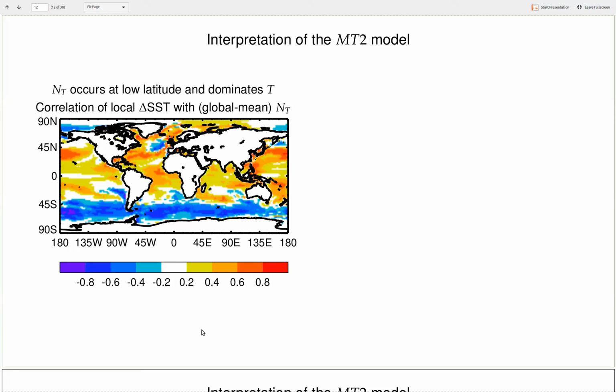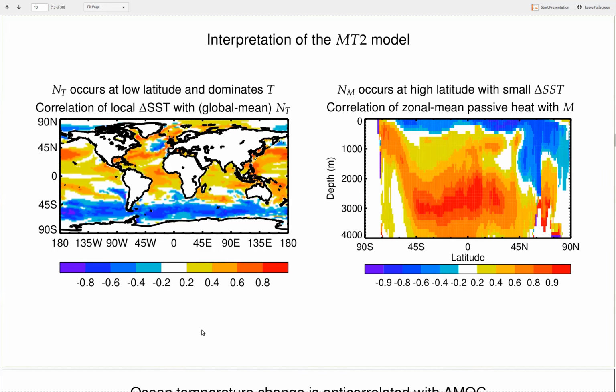And if the climate sensitivity dictates that there will be a large temperature change at low latitudes, which in fact dominates global mean temperature, then that gives a larger amount of heat uptake. You see that the correlation is negative at high latitudes for this quantity, and that's because in those models, there's a lot of heat taken up, and the fact that heat is taken up means that the surface is cooler. So the process is different at high latitudes. There's less warming because heat has been taken up efficiently. So that's not the NT part. The NT part is the low latitude part. The high latitude part is the NM part.